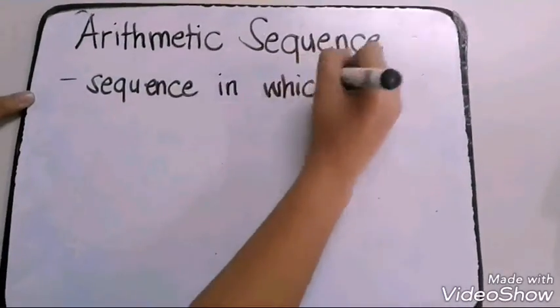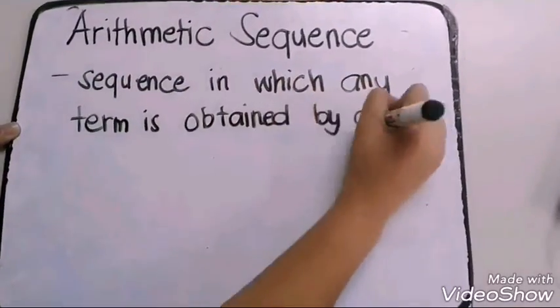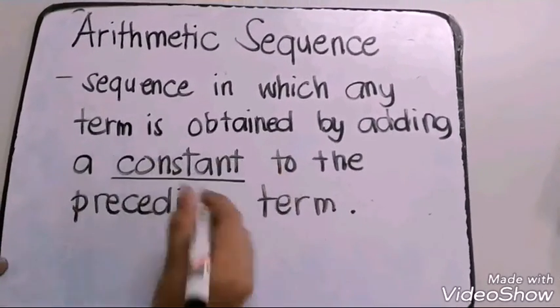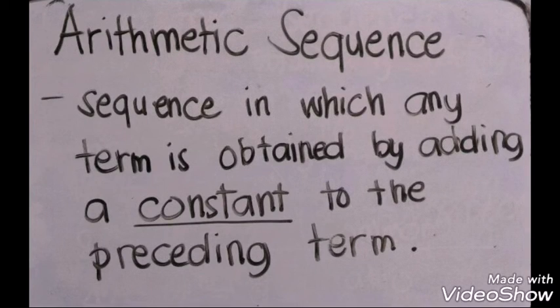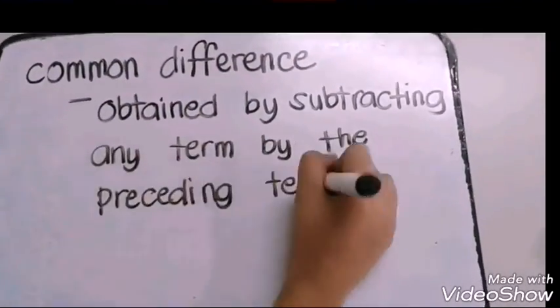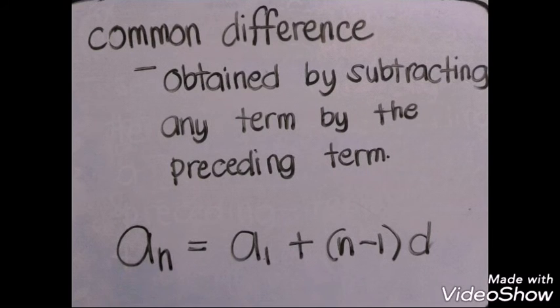So let's move to arithmetic sequence. An arithmetic sequence is a sequence in which any term is obtained by adding a constant to the preceding term. That constant is referred to as the common difference. The common difference can be obtained by subtracting the preceding term from any term.